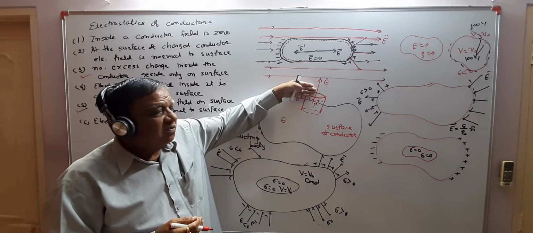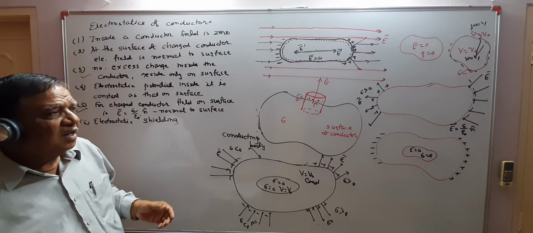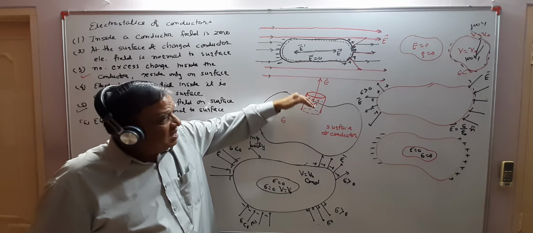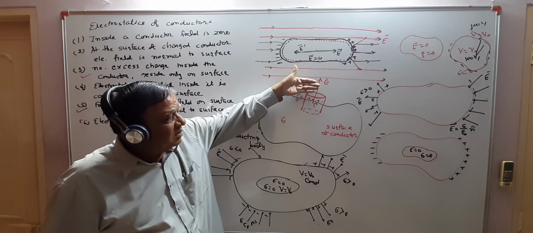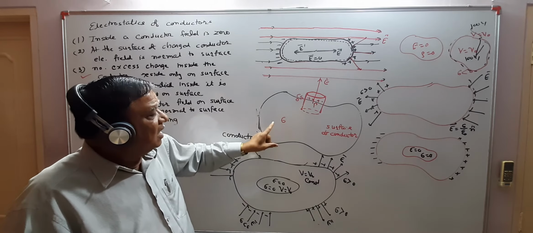We have considered the Gaussian surface as a pillbox, like a cylinder of cross-sectional area delta S and negligible height or length, but in such a way that half is outside the surface and half is inside the surface, and the surface charge density is sigma.